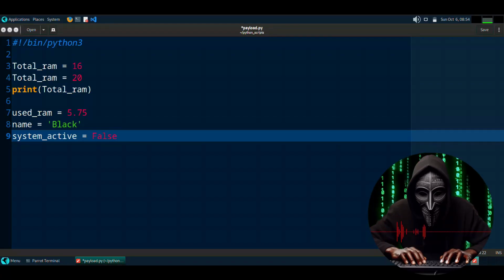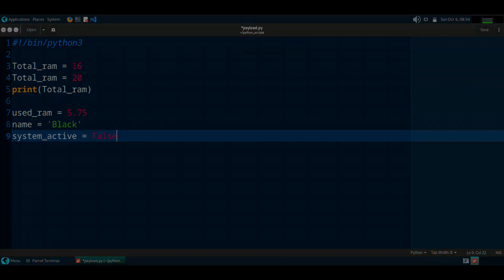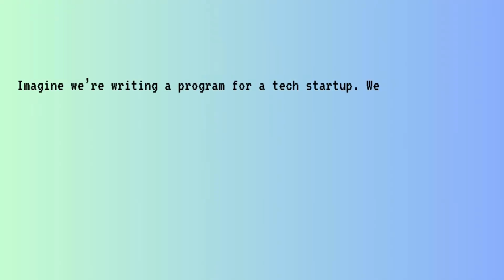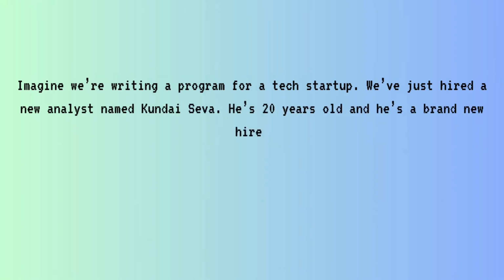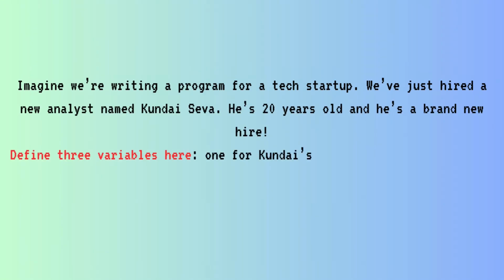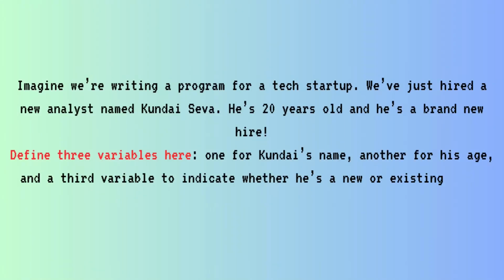Now before we dive any deeper, let's put our coding caps on and get a little creative. Imagine we're writing a program for a tech support. We've just hired a new analyst named Kundai Seva. He's 20 years old and, wait for it, is a brand new hire. So I'd like for you to define 3 variables here: one for Kundai's name, another for his age, and a third variable to indicate whether he's a new or existing hire. Take a moment to pause the video and spend 1 minute working this out. Don't worry, I'll be right here when you get back, ready to reveal my solution. Go on, give it a shot.